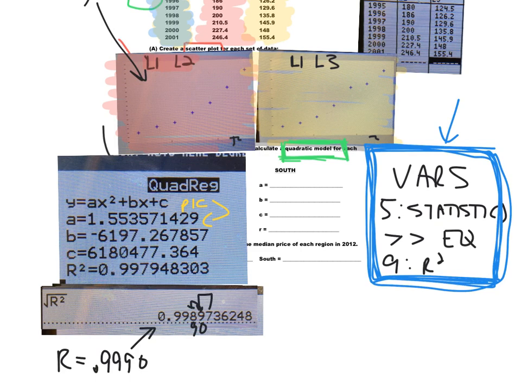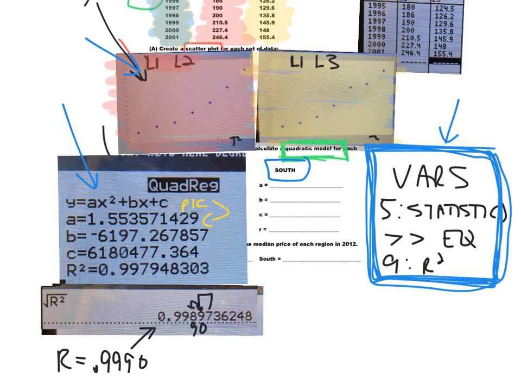I do not want you to graph the scatter plot with the equation. All I want you to do on your assignment is have the scatter plot and then the data for each regression. Now what we're going to do is a quadratic regression for the south.